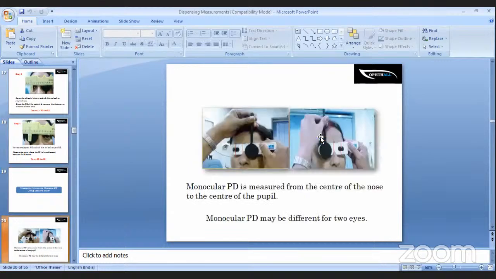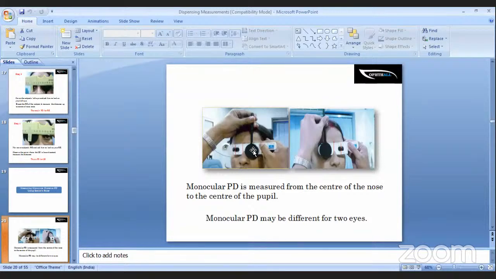You can also measure the PD using the Essilor's scale. This kind of scale has been designed by Essilor. Here you can measure the monocular distance PD in one step. First, put the scale like this, as shown in the picture.